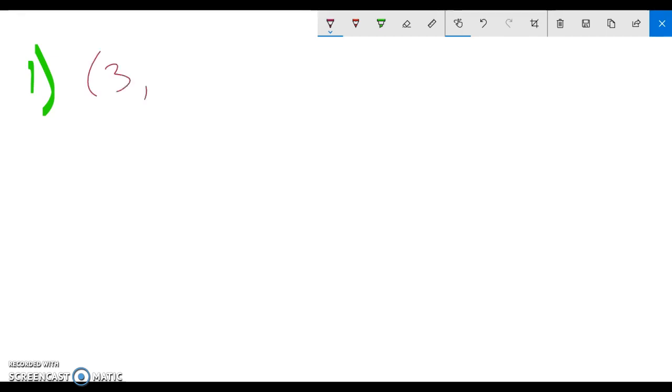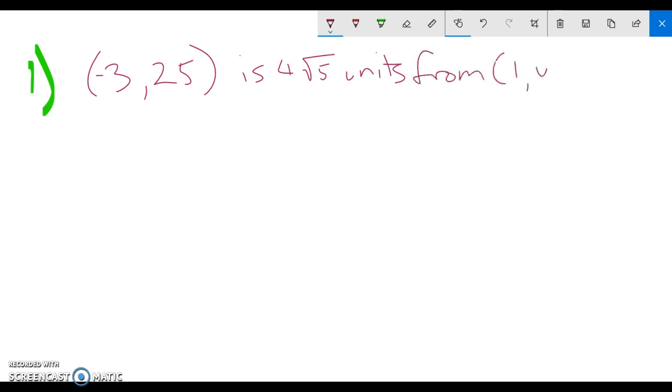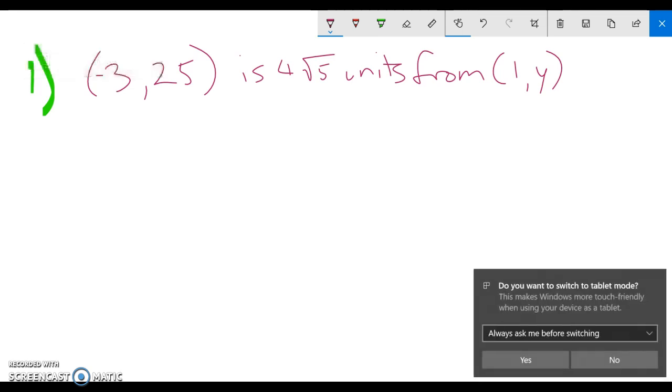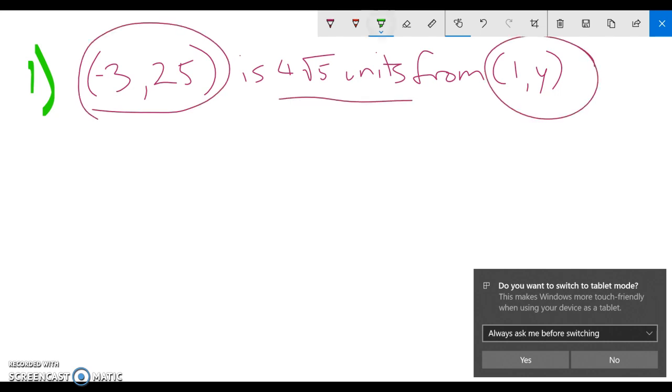So this first one is that -3, 25 is 4 root 5 units from 1, y. Now this is going to be a bit of a video where I'm going to actually go through some theory as well. So what do we have? Well, we've got 2 points, (-3, 25) and (1, y), and 4 root 5 units. When we did this assignment, you knew 3 bits of information.